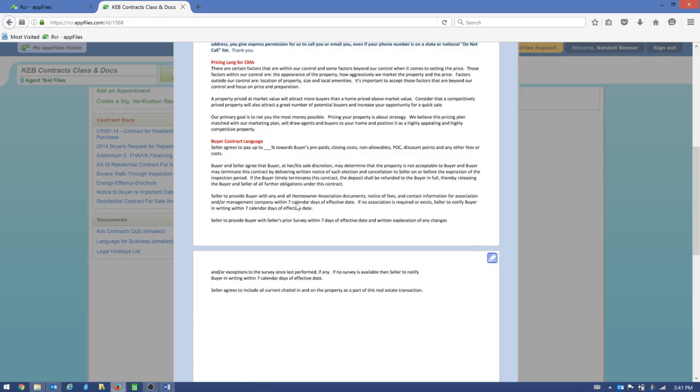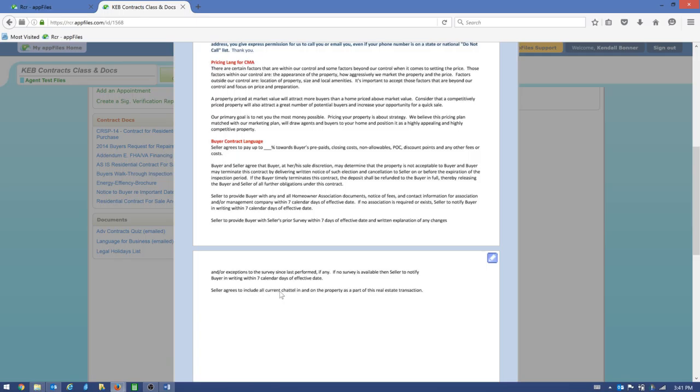Seller to provide buyer with any and all HOA documents, notice of fees, contact information for the association, and management company within 7 calendar days of effective date. If no association is required or exists, seller to notify buyer in writing within 7 days of effective date. Seller to provide buyer with seller's prior survey within 7 days of effective date and a written explanation of any changes, so if they got a fence or added a pool, and or exceptions to surveys since last performed, if any. If no survey is available, then seller to notify the buyer in writing within 7 calendar days of effective date.